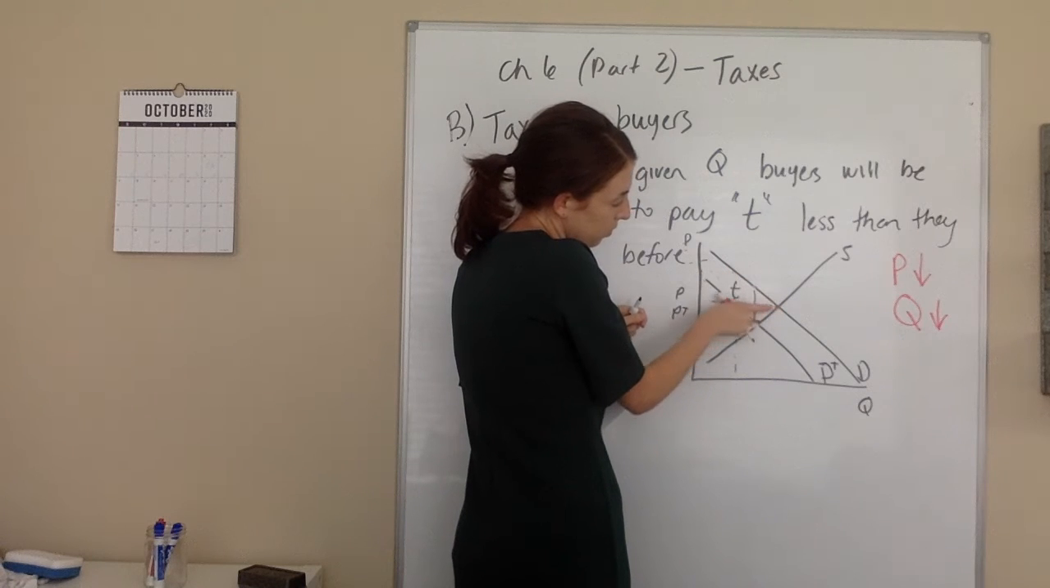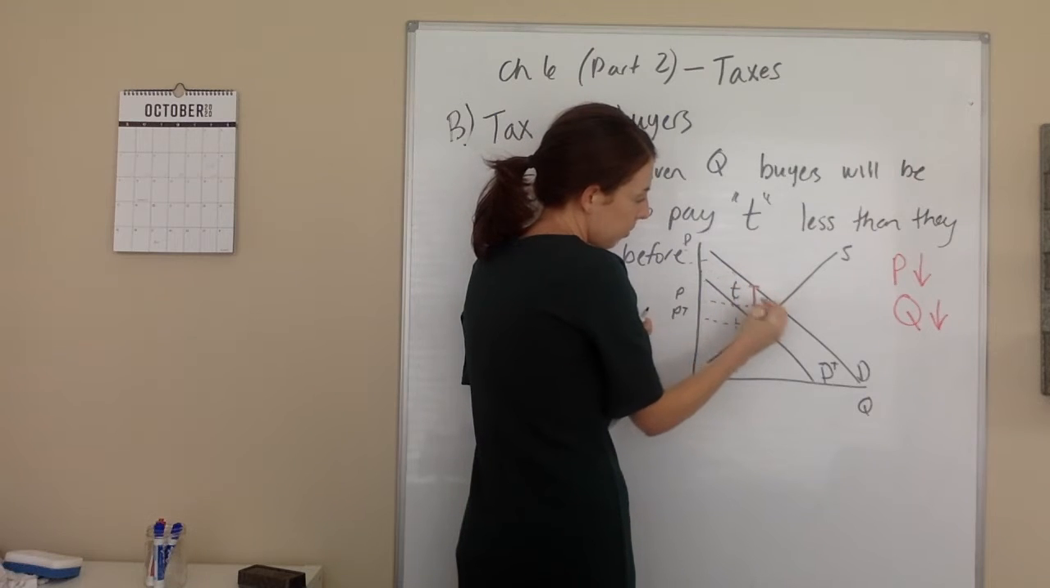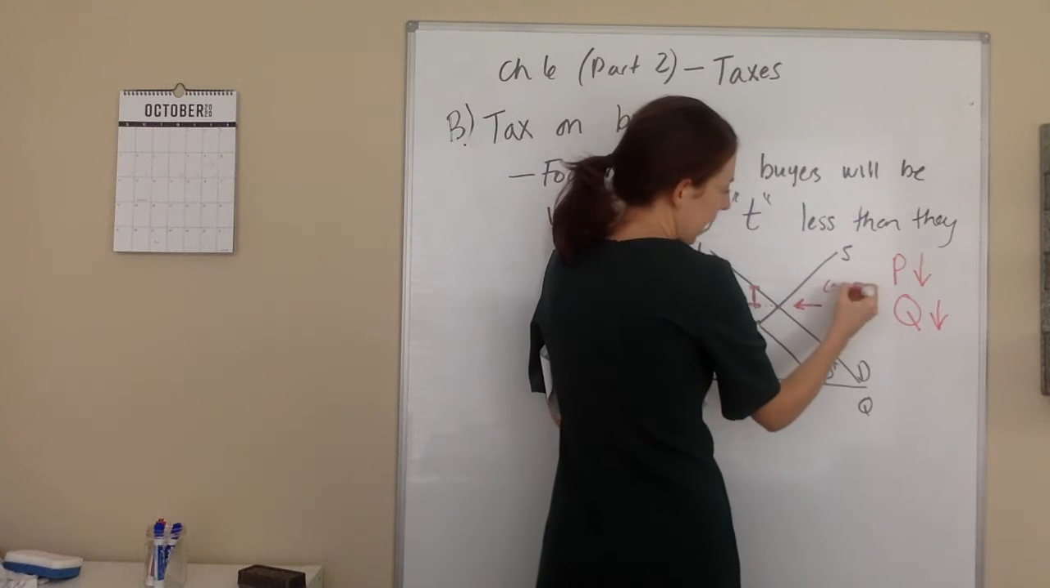So if this was the original price and now I'm on the hook for this many dollars, then this upper leg here is going to be the consumer's tax burden.